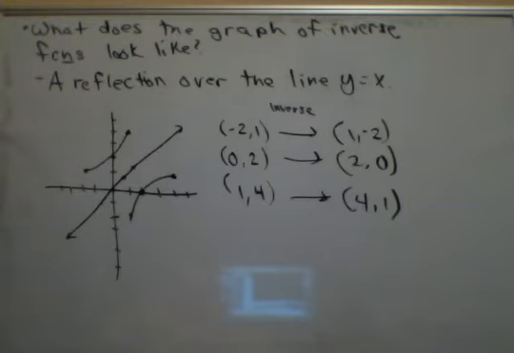So you're going to have a few problems today where you are getting a picture of a graph that looks similar to this potentially, and you're reflecting it over that line y equals x by taking some ordered pairs and switching the x and the y values. Okay?